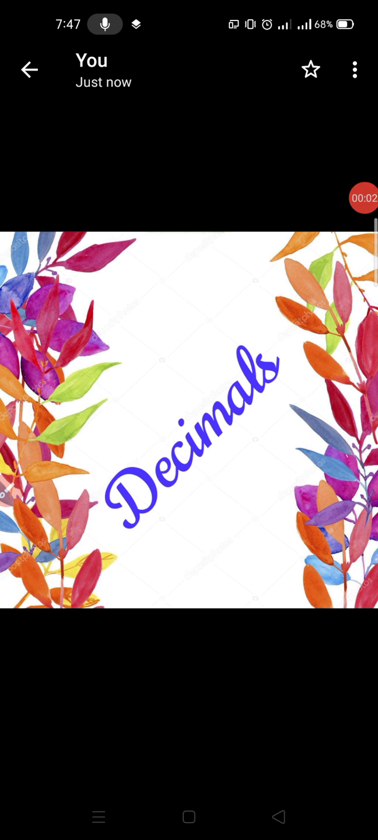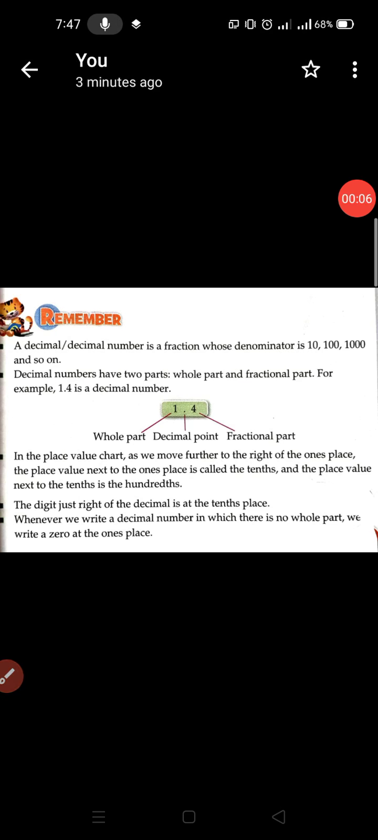Today we are going to start a new topic, decimals. Before we start decimals, we have to remember some points regarding these decimals. First one: a decimal or decimal number is a fraction whose denominator is 10, 100, 1000 and so on.